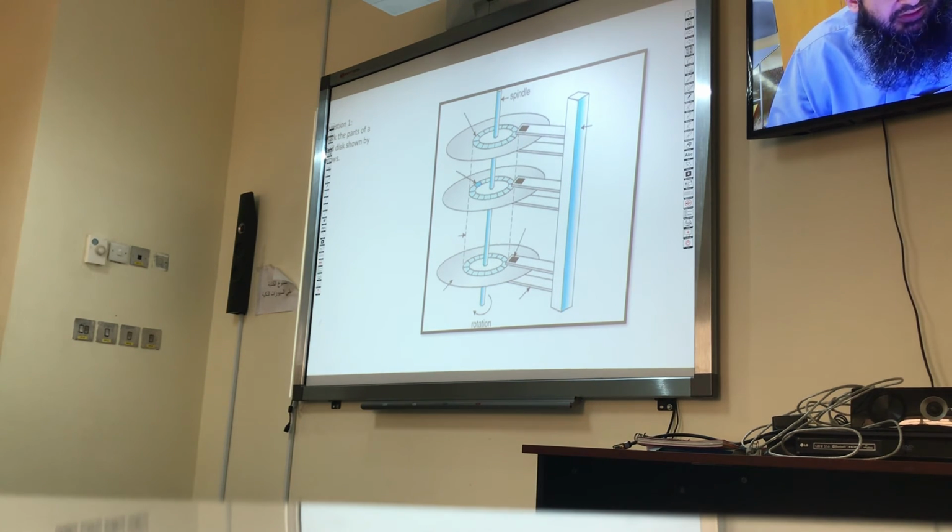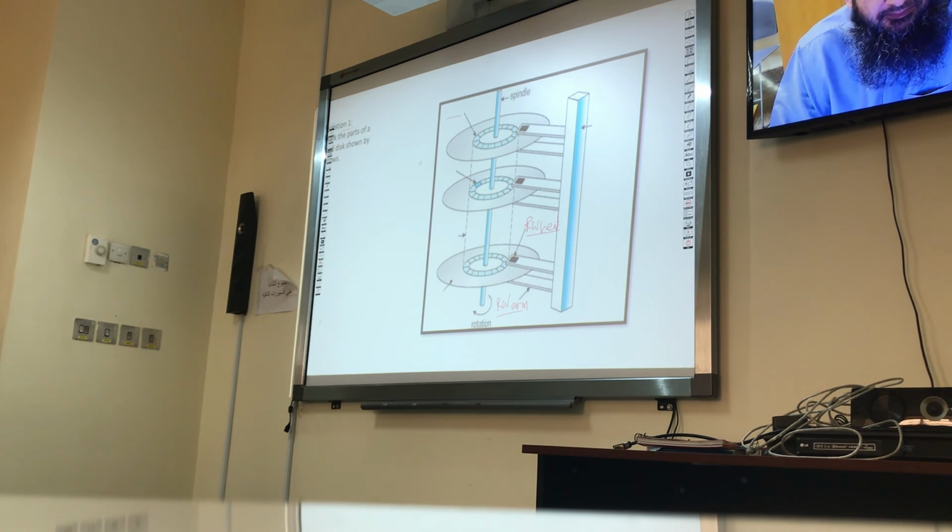In question number 1, you have to mark the parts of the hard disk shown. So what is this? What is this called? Yes, very good. The read-write head. What is this thing? This is the read-write arm. Okay.